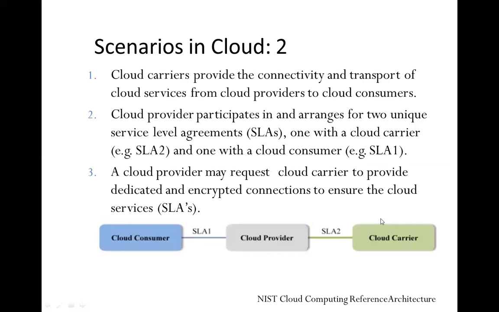Scenario 2, in which the cloud carrier provides the connectivity and transport of cloud services from the cloud provider to cloud consumer. So we can have two SLAs. One SLA is between the cloud consumer and cloud provider, and another SLA is between the cloud carrier and cloud provider.